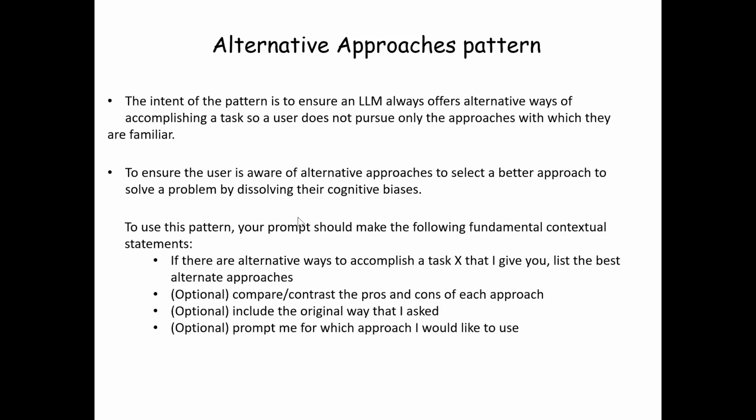In order to use this pattern, your prompt should make the following fundamental statement. Like this: if there are alternative ways to accomplish a task X, that is your task that I give you, list the best alternate approach. And you can also include several of the following optional statements, such as compare the pros and cons for each approach, and/or prompt me for which approach I would like to use.